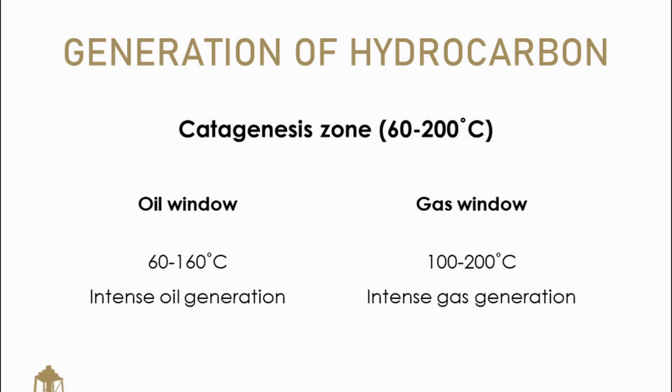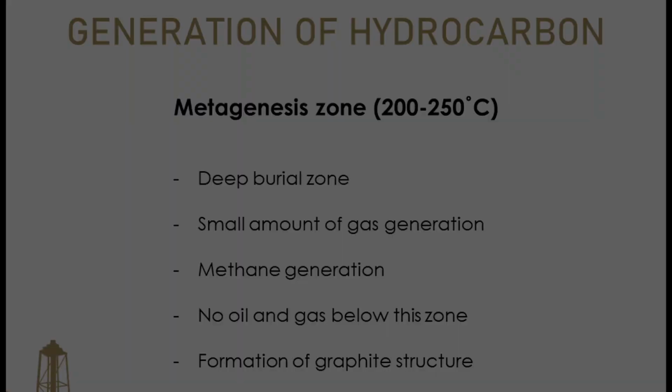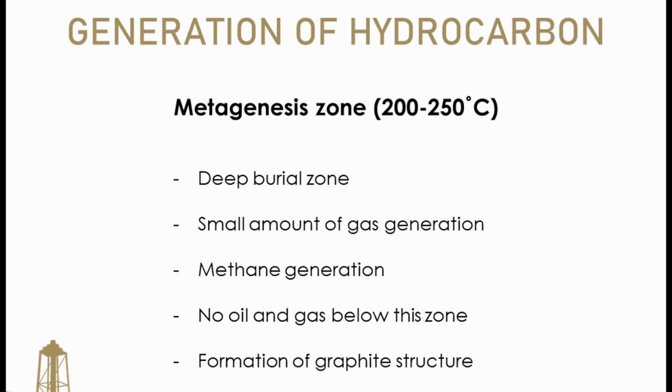The oil window lies between 60 to 160 degrees Celsius, where intense oil is generated, and the gas window lies between 100 to 200 degrees Celsius, where intense gas is generated. Next, the metagenesis zone, where the temperature lies between 200 to 250 degrees Celsius.